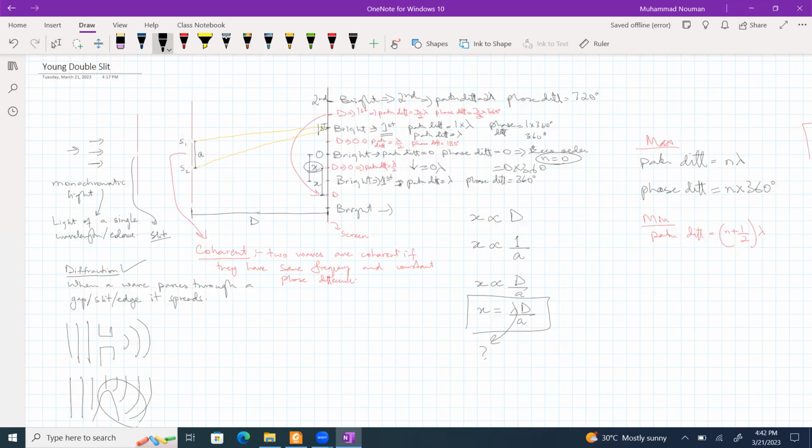The second purpose was to measure the wavelength of light. The calculation for this formula is very easy, and we will be doing calculations right now after a few minutes.